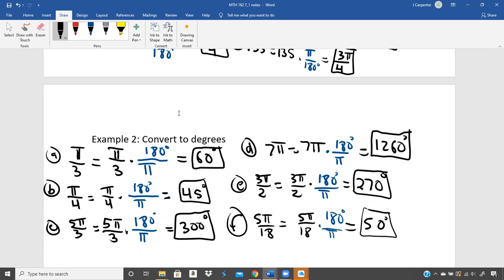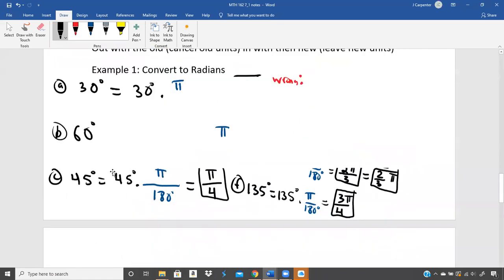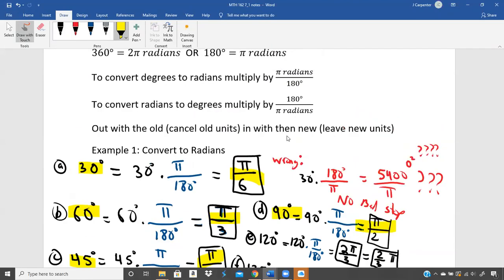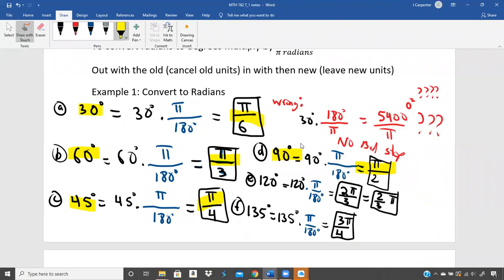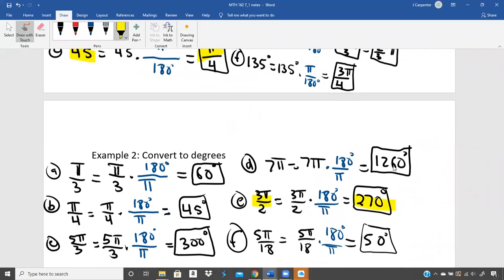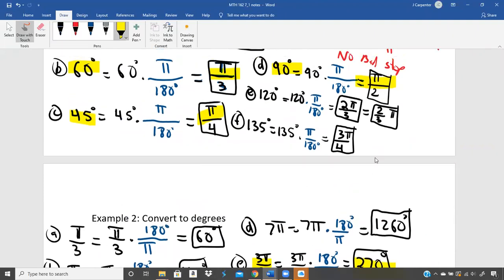Oh, 60 degrees is pi over 3. 30 degrees is pi over 6. 45 degrees is pi over 4. Those are very important. I would encourage you to memorize 30 is pi over 6, 60 is pi over 3, 45 is pi over 4, 90 is pi over 2, 180 is pi, 360 is 2 pi. It'd be really good to know 3 pi over 2 is 270 as well. Those are all extremely important and will be seen over and over again.